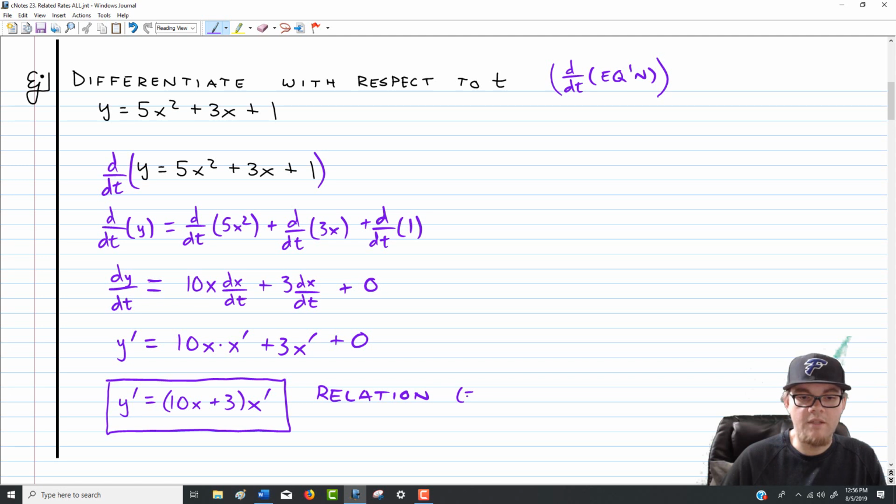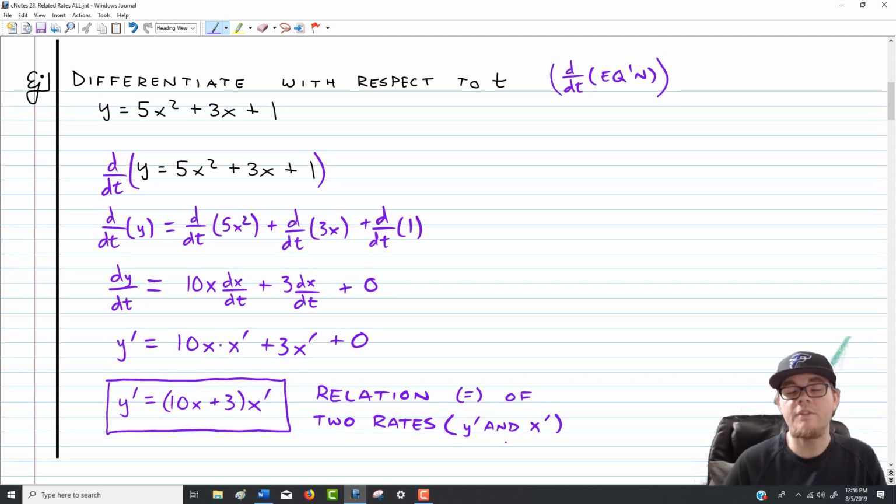And of course it's a relation because there's an equal sign in there. And it's a relation of two rates. And those rates are y prime and x prime. So once again, there's your name for the topic today. We're talking about related rates because we're literally relating rates together, and then we're leveraging the information we have to solve those for one or the other.